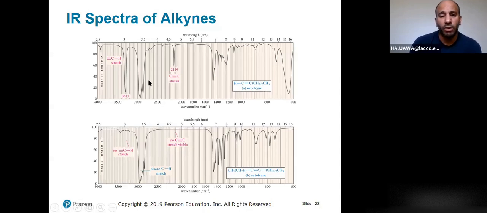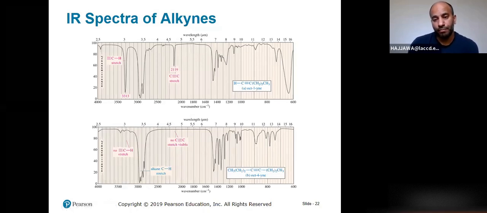So somebody might say, okay, well, I see something right there below 3000. What is that? That's the hydrogen attached to the C-C single bond. In the case of symmetry, the C≡C will not absorb. Therefore, you're not going to find a peak for the C≡C. And since it's an internal alkyne, don't expect a hydrogen attached to a C≡C to show up with its peak, because there is no hydrogen to start with that's attached to a C≡C.